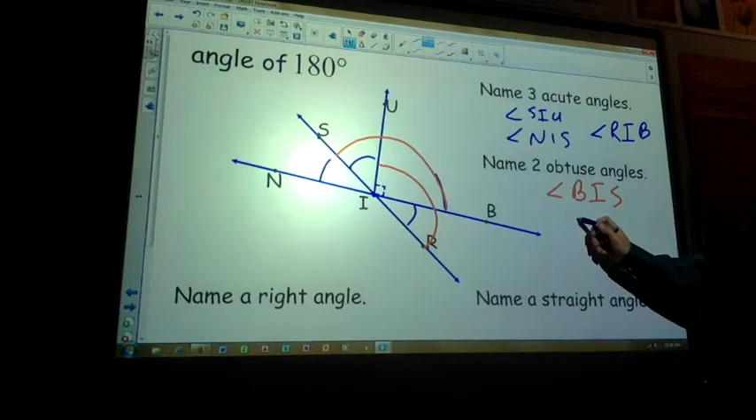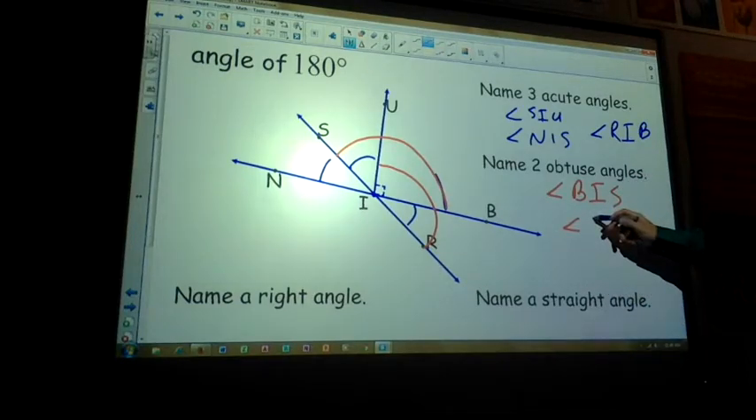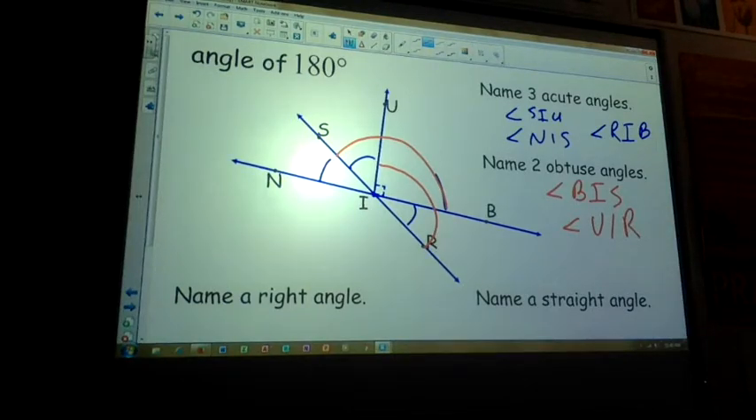Name three acute angles, name two obtuse angles, name a straight angle, name a right angle. Okay, is there something that should be here? No, that's good. No? Okay. I think we're just writing them out.